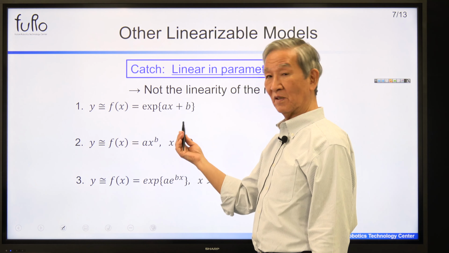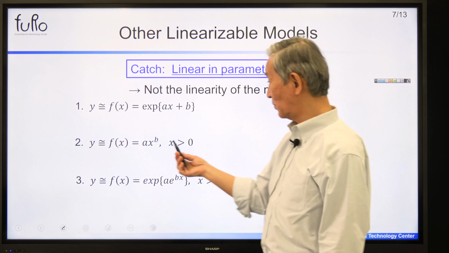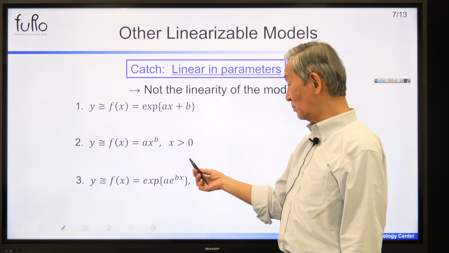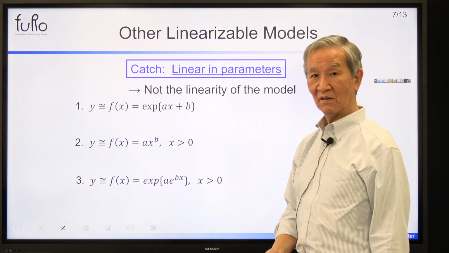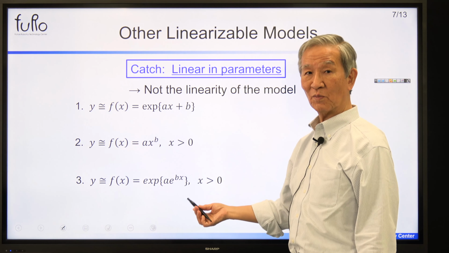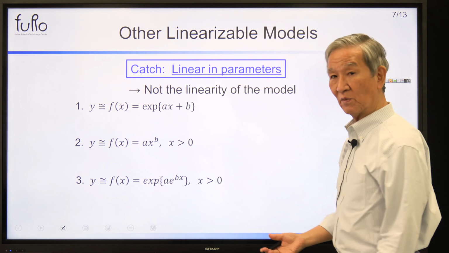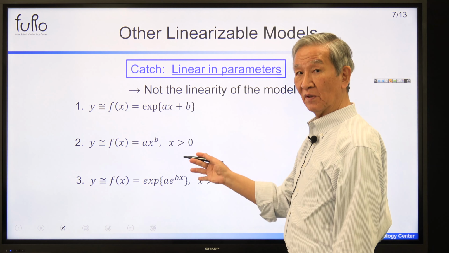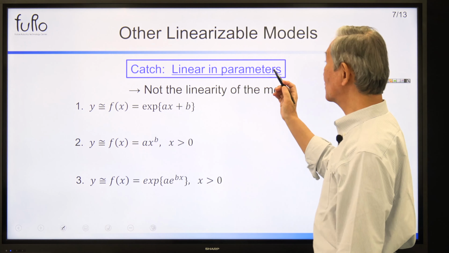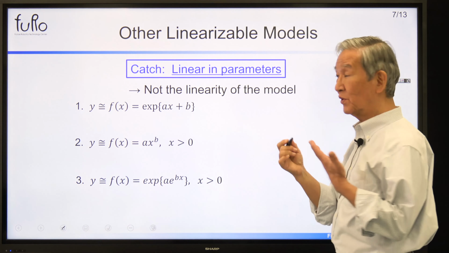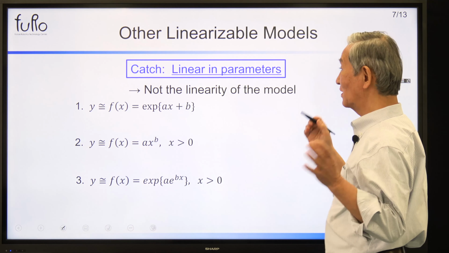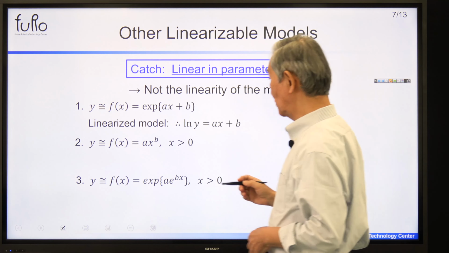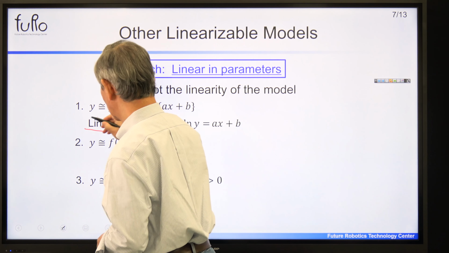How about this one here? Y is equal to a times x to the b's power. It's not linear in terms of the parameters. And how about this one here? Haha! You have exponential of a times e to the bx. This function is called a double exponential function. So what can we do? Well, if the model equation is linear in terms of parameters, then we can apply the same thing. So the technique or word we use here is linearization.